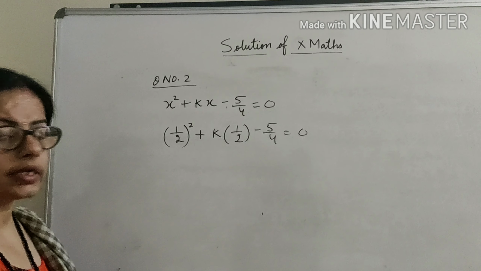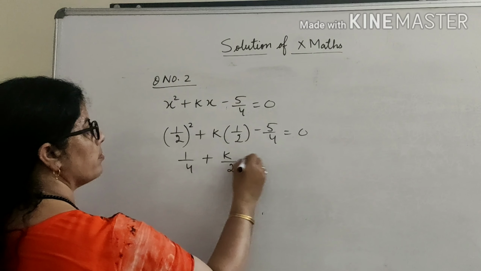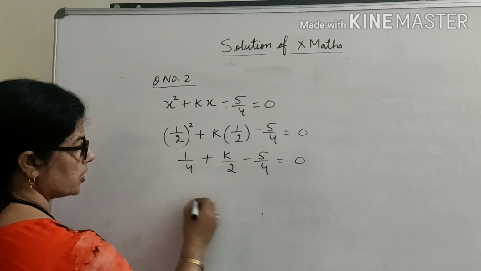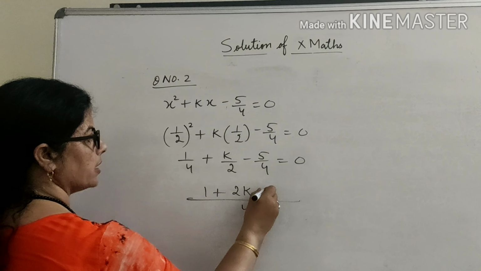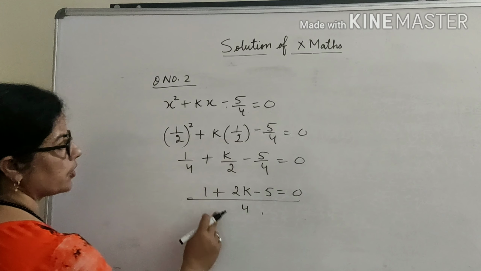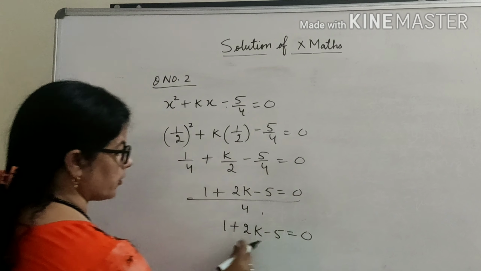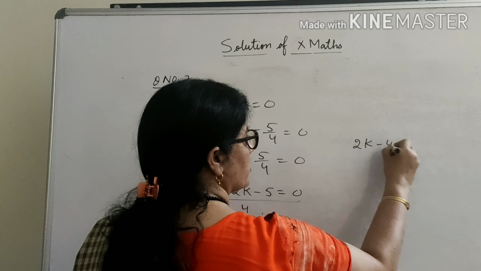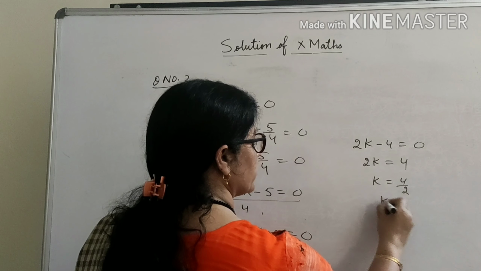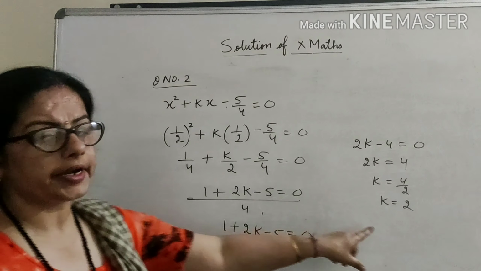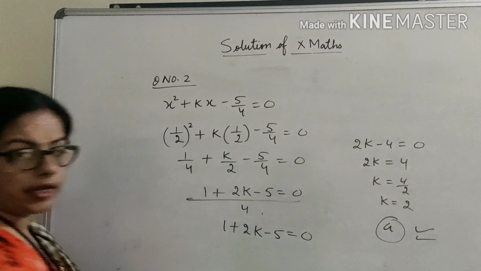Now in place of x, I have written 1 by 2. Square of 1 by 2 is 1 by 4 plus k by 2 minus 5 by 4 equal to 0. If we take LCM, 1, 2 2s are 2k, minus 5, equal to 0 into 4, 0. Now LCM will be neglected. 1 plus 2k minus 5 equal to 0. 2k minus 4 equal to 0. 2k is equal to 4. k is equal to 4 by 2. That is k is equal to 2. This is the right answer. k is equal to 2. So the right option is A.